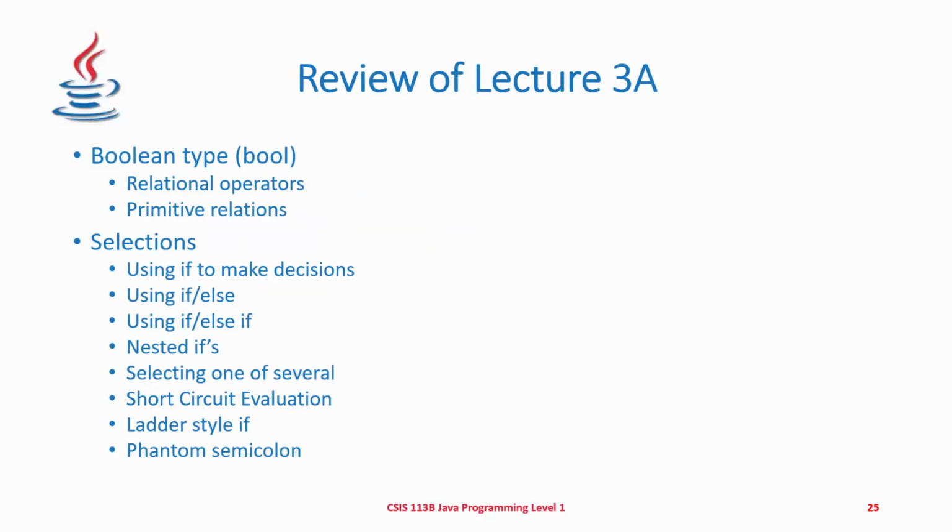So to review the lecture that we just completed, we took you through the Boolean types. We talked about relational operators and primitive relations. Then we jumped into selections. We showed you how to make an if-else, and if-else if. We talked about nested ifs, selecting one of several, the more efficient way of doing that using the else ifs, short circuit evaluation, ladder style ifs, and the phantom semicolon. Don't add a semicolon at the end of a conditional expression.